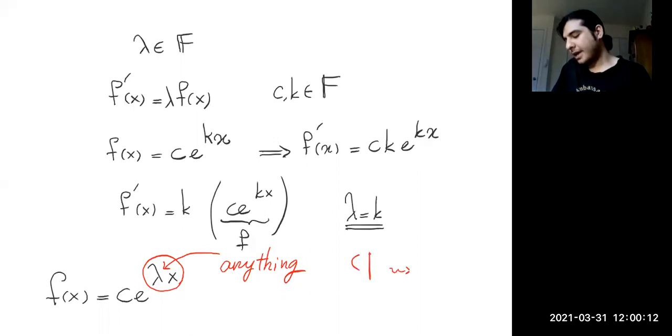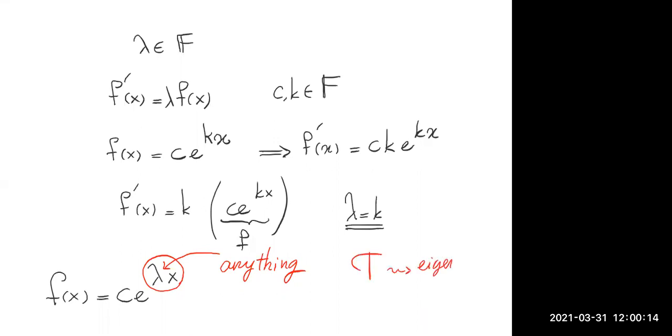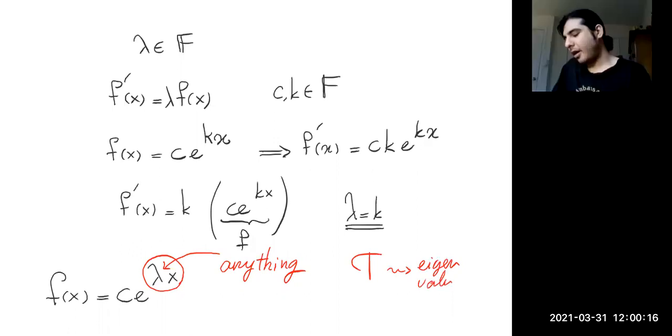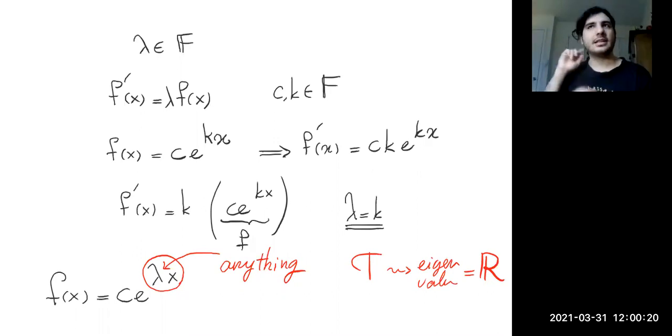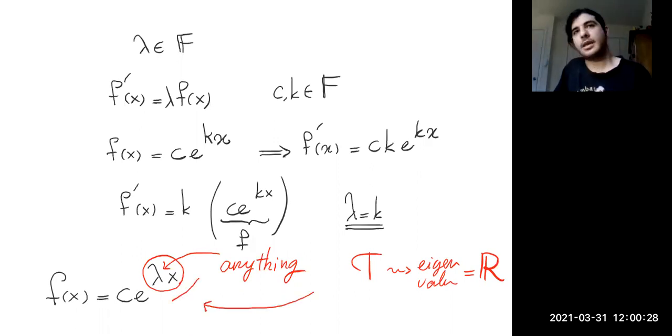So what are the eigenvalues of this linear operator T? Well, the eigenvalues are equal to the whole set of R. We have all of R completely as the set of eigenvalues. What are the eigenvectors or eigenfunctions? They are these things, functions of this form. But the thing we should answer now is whether these are all, or is there any other?